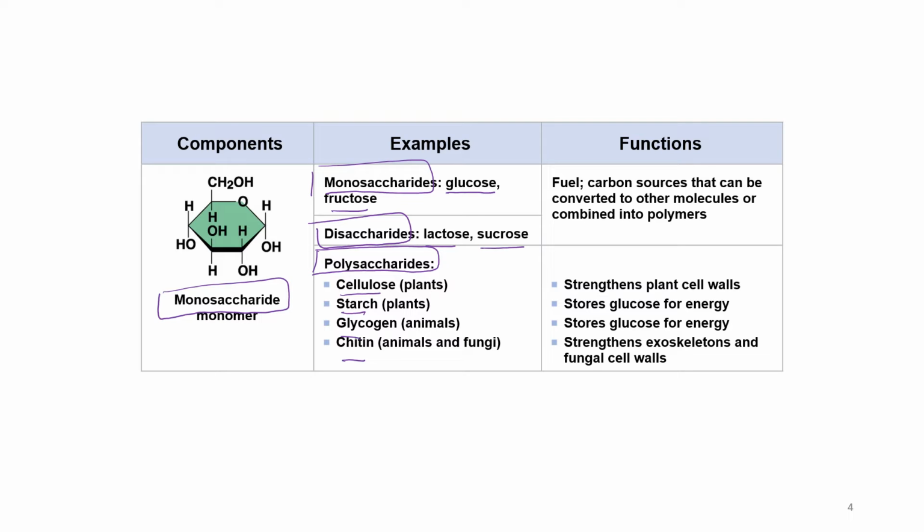Cellulose is the component of plant cell wall. Starch is the carbohydrate storage in plants. Glycogen is the carbohydrate storage in animals, which is stored in the liver. And chitin is the component of the exoskeleton of insects and also fungal cell walls. As for the monosaccharides and disaccharides, they can function as fuel that will be used during cellular respiration to generate energy for the cell in the form of ATP to do cellular activities.